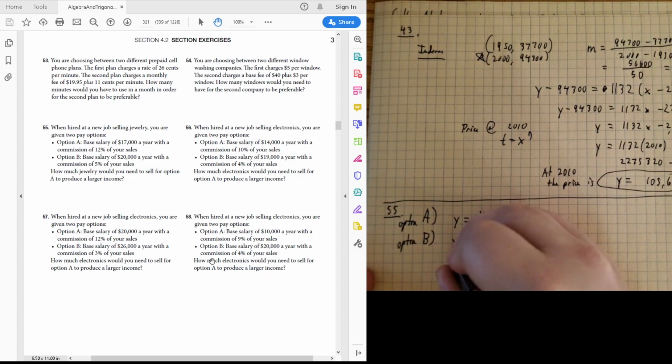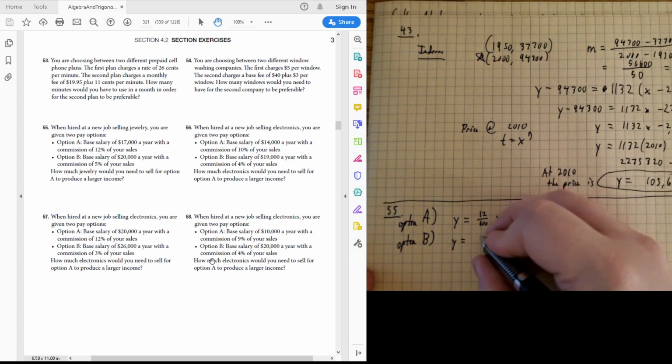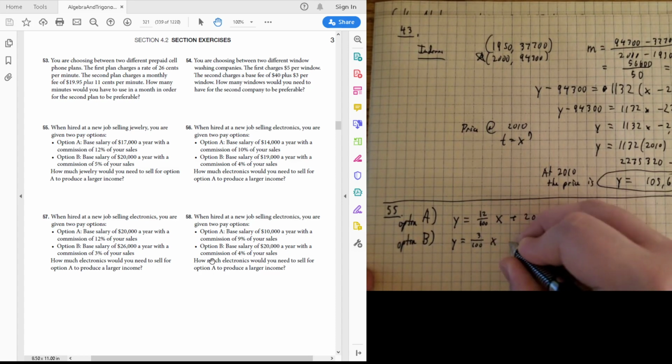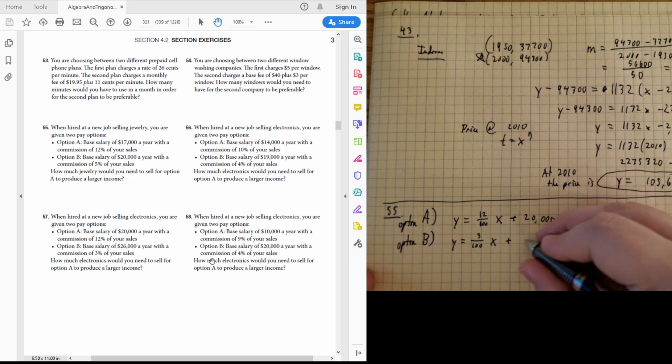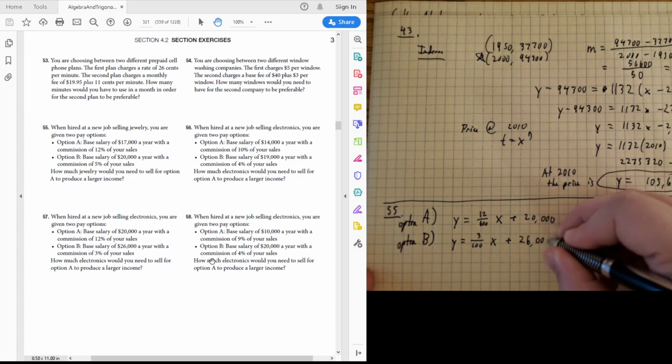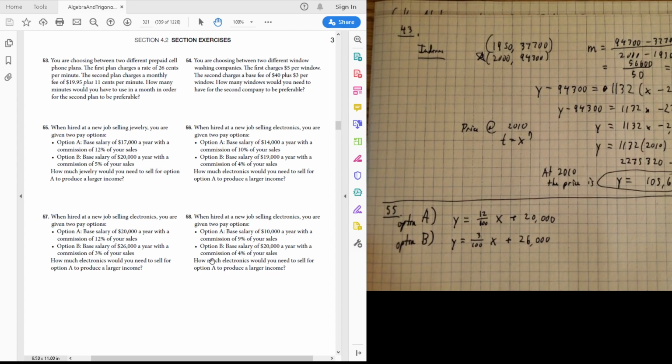For option B, very similar. It says it's 3%, so that's my rate of change. You can almost always assume that if it gives you a percentage, it's probably your rate of change, although always make sure to read the context of the problem just in case. So there are my two equations.